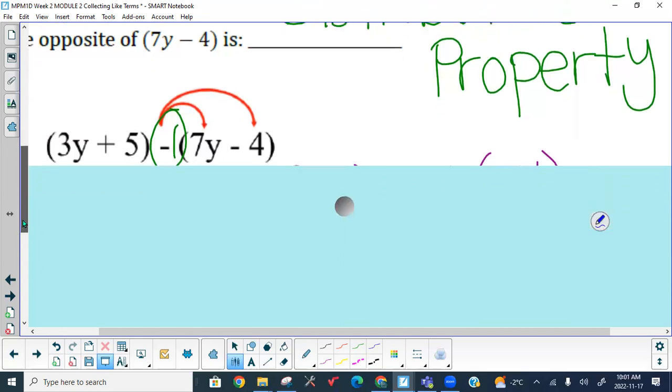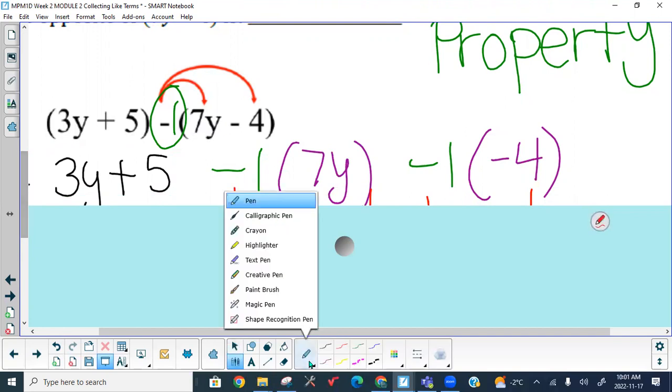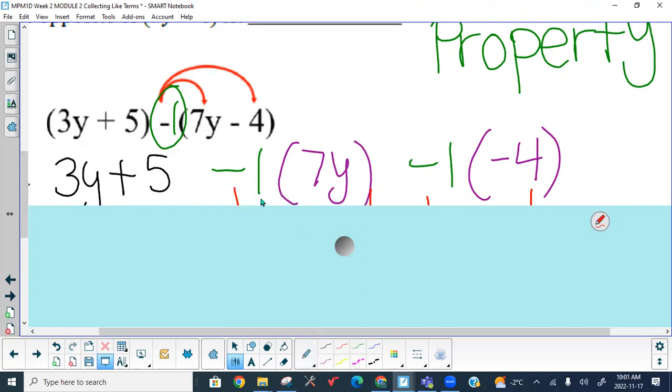And what that looks like: the first portion I've written in black, 3y plus 5, because nothing has to change there. The second portion, let me just confirm this. I think the colors on the smartboard are not showing up. So the -1, I'm going to multiply by positive 7y, and I'm going to multiply -1 by -4.